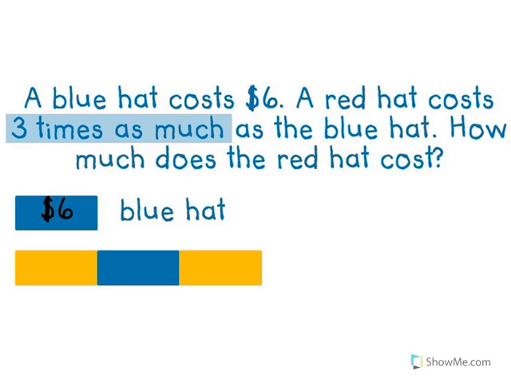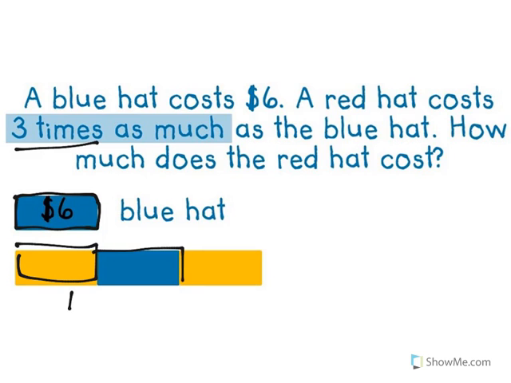Here we see a problem that says a blue hat costs $6. A red hat costs 3 times as much as the blue hat. How much does the red hat cost? So what we did was we started by drawing a box, and this box represents one blue hat, which is worth $6. Now, we know that a red hat costs 3 times as much. So they took those squares and they did 1, 2, 3 squares. So now I have my 2 factors, 6 and 3.